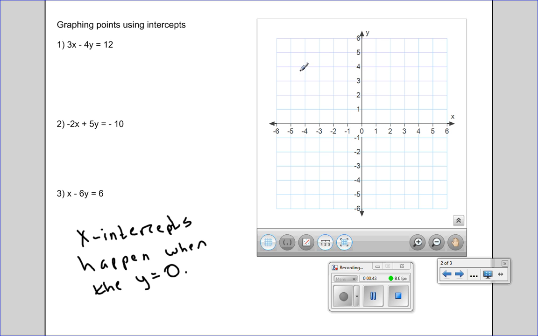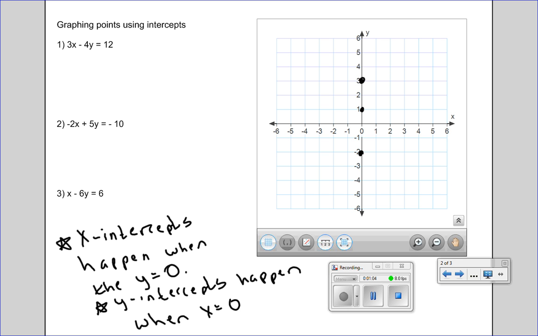A y-intercept falls on the y-axis. So no matter where I put my point, you'll notice that the x happens to be 0. So I'm going to say y-intercepts, go ahead and star this here so you see the difference, happen when x equals 0.